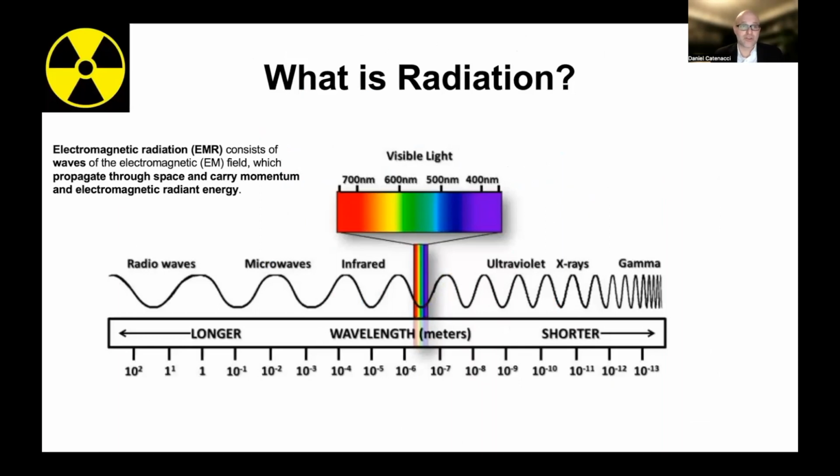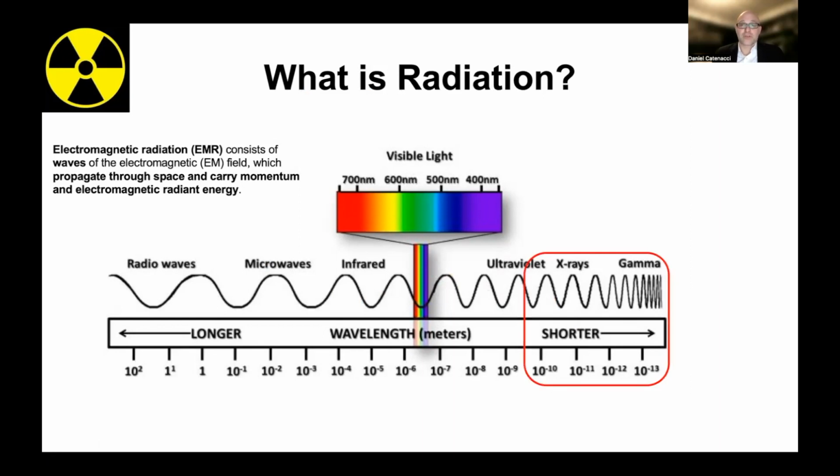Well, one form of radiation is electromagnetic radiation. It consists of waves of the electromagnetic field, as you can see here. And these waves propagate through space and carry momentum and electromagnetic radiant energy. The differences in types of electromagnetic radiation, from radio waves to microwaves to infrared to the actual visible light spectrum to ultraviolet, X-rays, and then gamma rays, are all part of this spectrum, but are different in terms of the length of their waves, longer ones on the left, shorter ones on the right, and also in their energy levels, which I'll show you in later images.